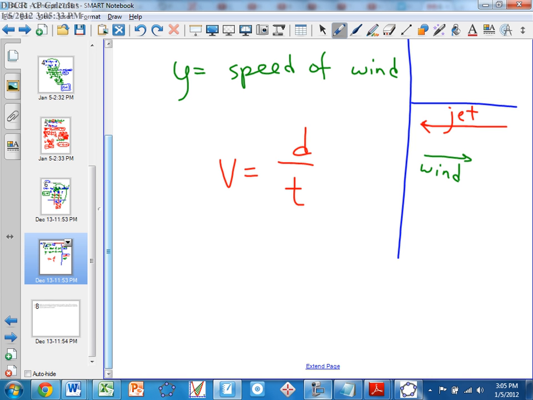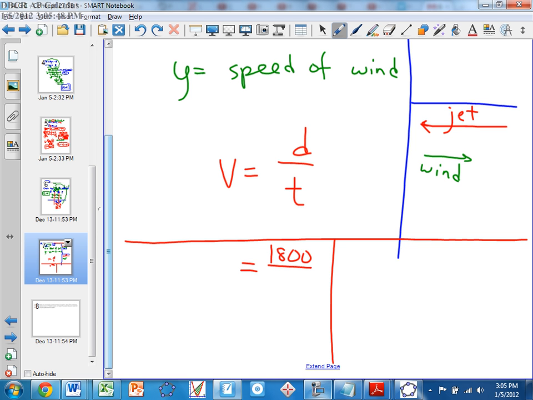On the way there, how long did it take? What did it say? It said 3 hours. But on the way back, how long did it take? 4 hours. Okay? So let's take a look at our two scenarios now. On the way there, it was 1,800 miles, and it took 3 hours. I'm going to leave the V blank for now.